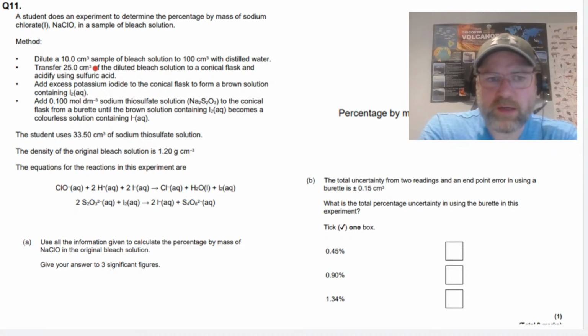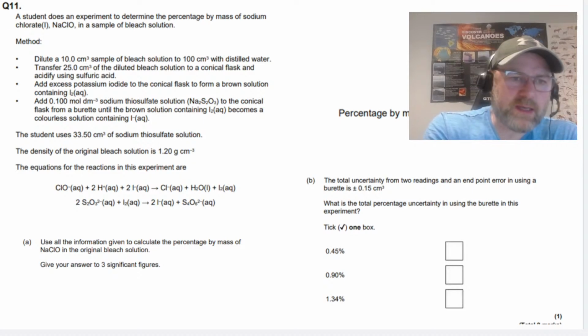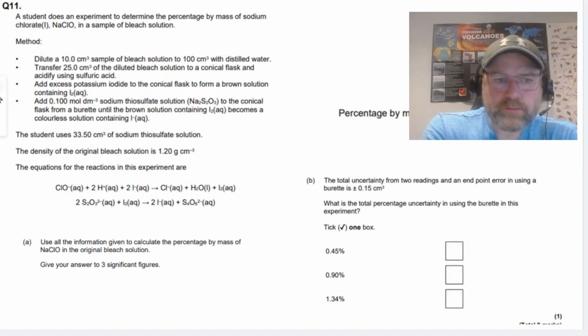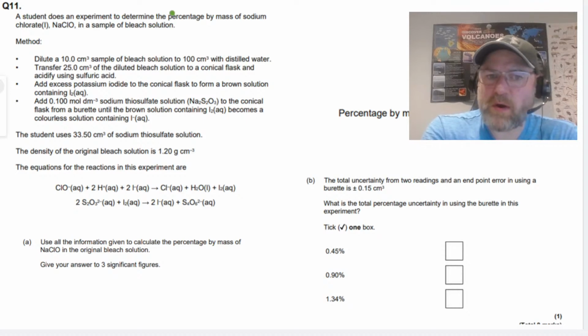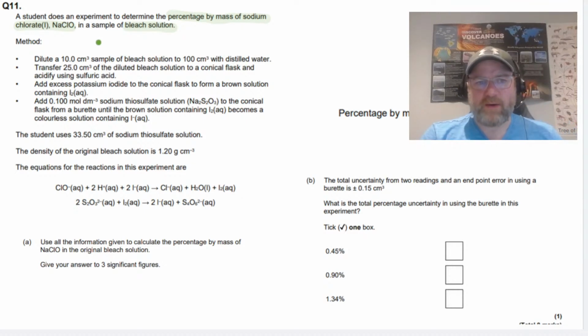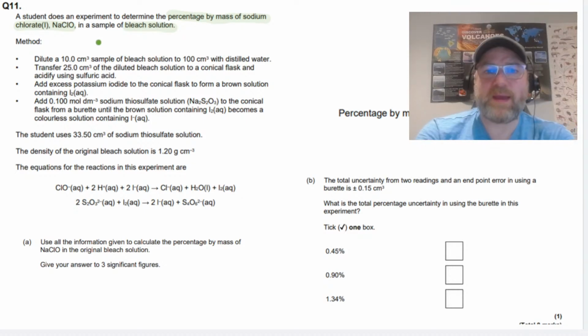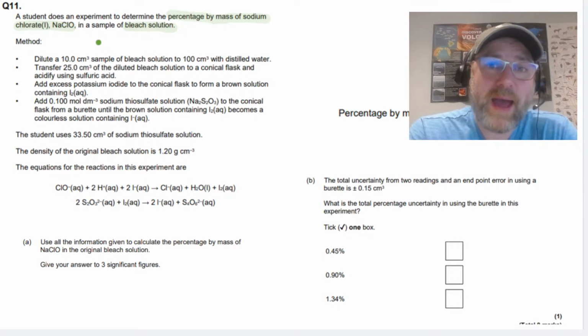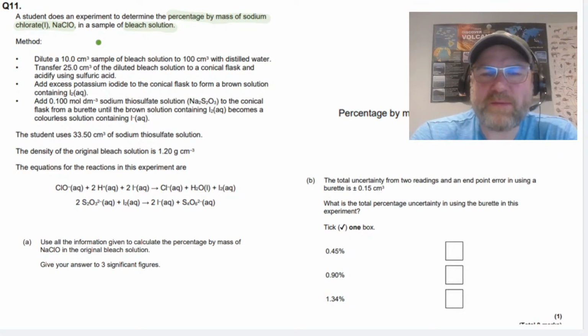So let's have a little look at this question. Let's get the highlighter out. A student does an experiment to determine the percentage by mass, so that's what we're going to be finding out, of sodium chlorate in a sample of bleach solution. So we're trying to find out what the percentage mass of sodium chlorate is within the bleach solution.